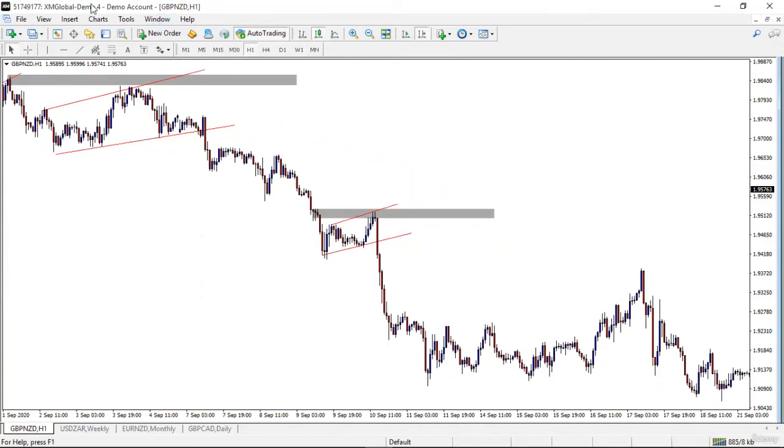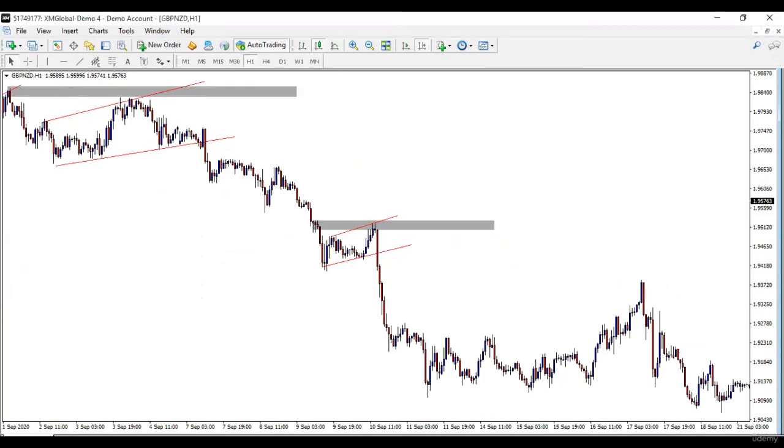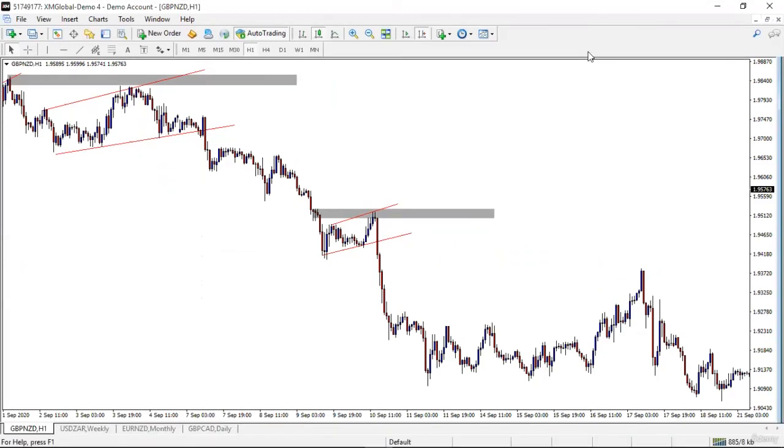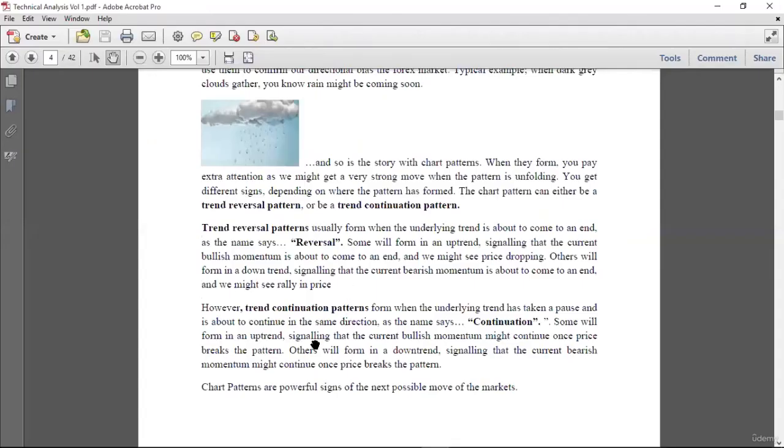Okay, so those are our continuation patterns. Chart patterns are powerful signs of the next possible move of the market. So we use them to check the next possible move of the market.